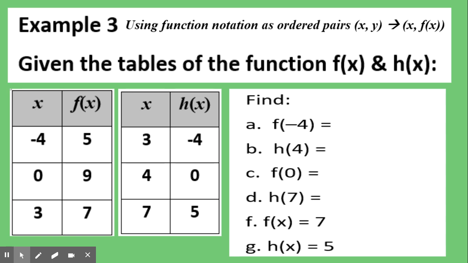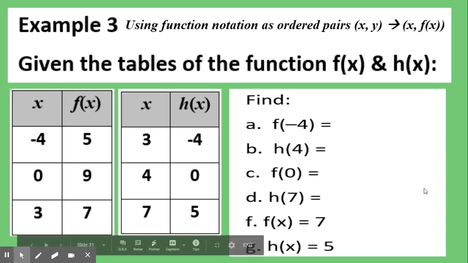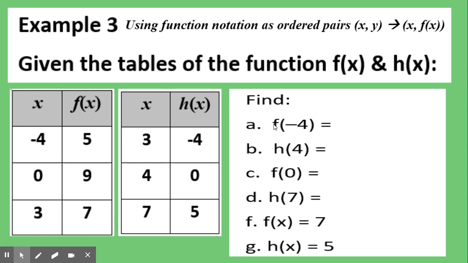So given the tables, let's find the function for f of x and h of x. Okay, so you have two tables. So f of -4. So this is my x value. On the f table, here's my f table, when my x value is -4, it's asking what is my y. So it equals 5. Okay, here's my ordered pair, -4, 5.